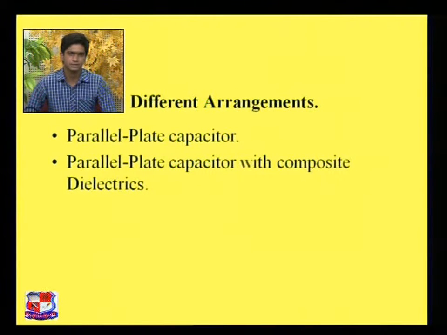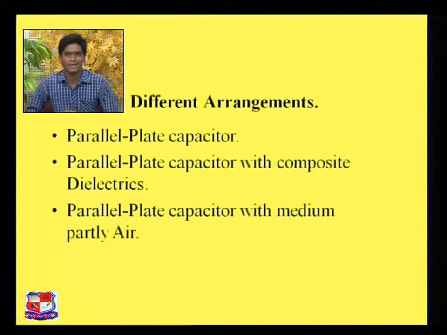After that comes the parallel plate capacitor with composite dielectrics. What is meant by composite dielectrics? Composite dielectric means the parallel plates are having 2 or 3 materials. It means that if we are using more than one dielectric material, then the capacitance of the capacitor will be different according to the relative permittivity of those materials, the distance between them, and all these things. So the second arrangement is a parallel plate capacitor with composite dielectric materials.